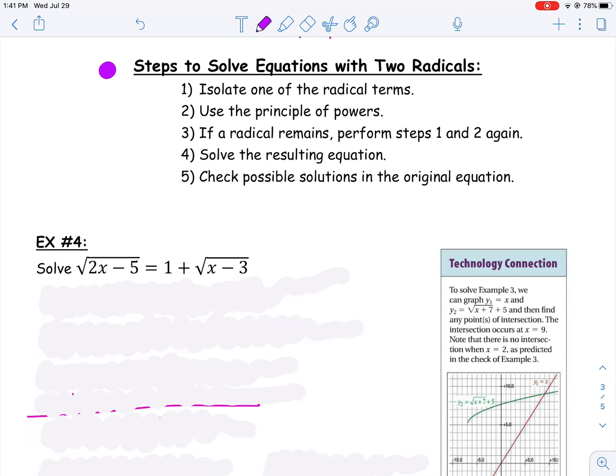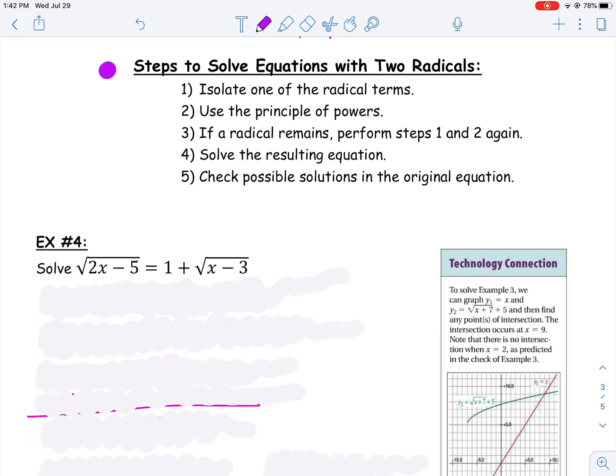We're going to follow a few steps. The first thing we're going to do is isolate one of the radicals, right? That's our step one in all of our radical equations, is to try to get the radical by itself. The problem is if we have two different radicals, we have to try to get at least one of those radicals by itself. You might not be able to get both, but maybe get one.